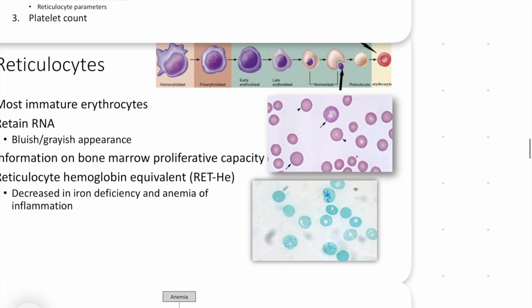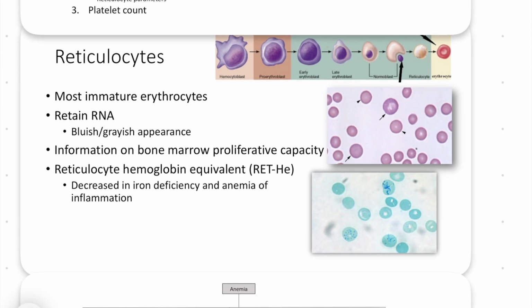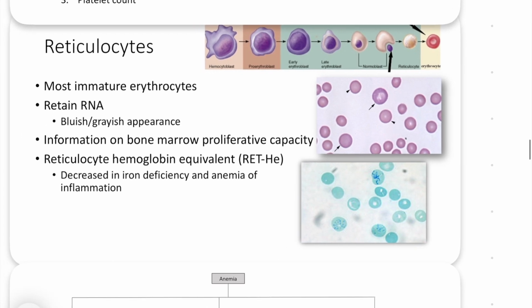Another thing that you might see if you do have anemia is maybe a reduced amount of reticulocytes. And if you have fewer than normal reticulocytes, that's when you would start to consider that it's more a production of red blood cells that's an issue rather than, for example, a hemolytic anemia.